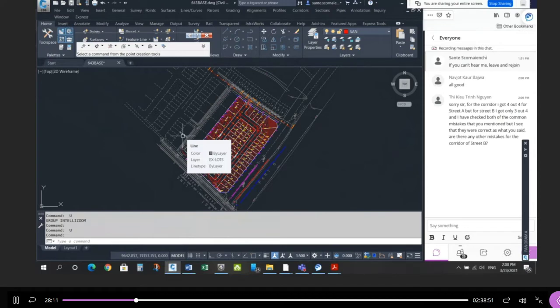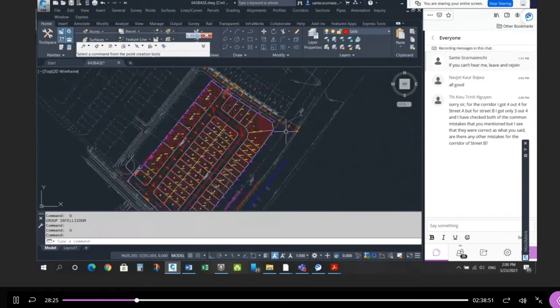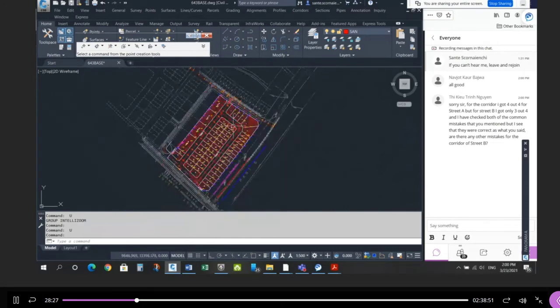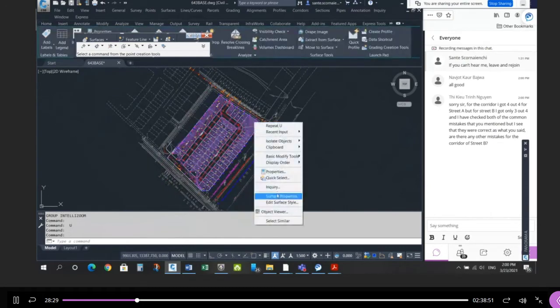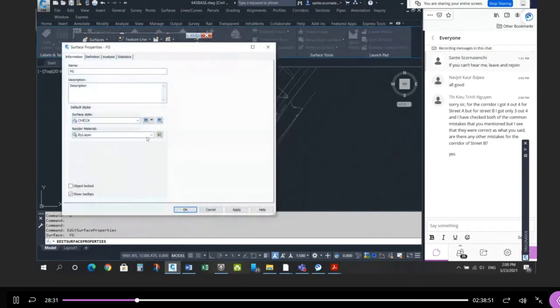Oh, there you go. For the corridor, I got 4 out of 4 for street A. For B, I got 3 out of 4. And I checked both the common mistakes that you mentioned, but I see that they were correct as what you said. Are there any other mistakes? Did you look at the surface? Did you look at the surface in 3D for the corridor model? Were there any spikes on it?